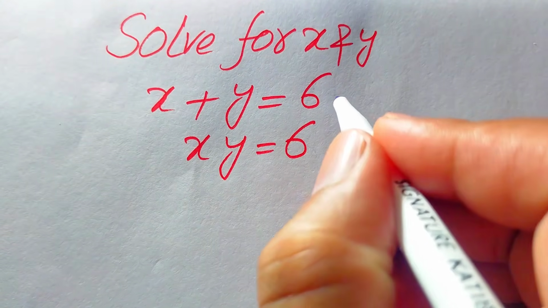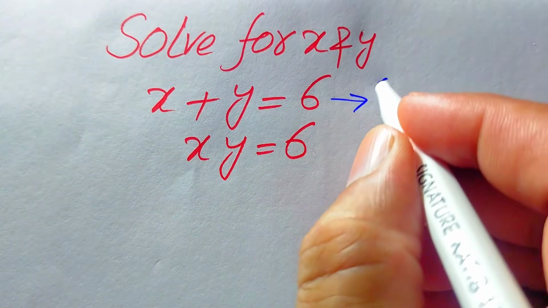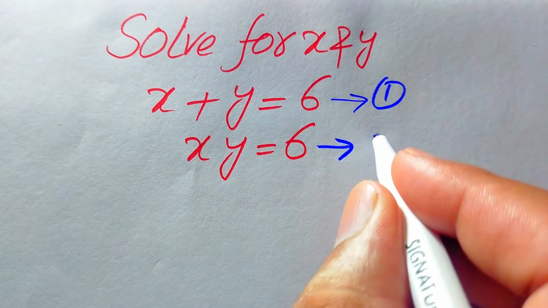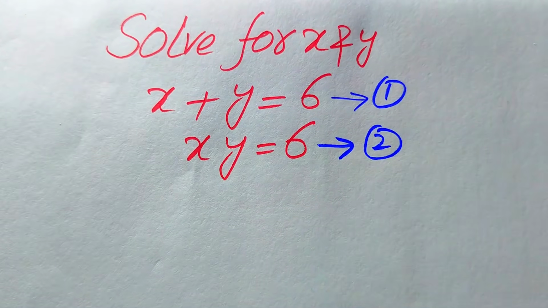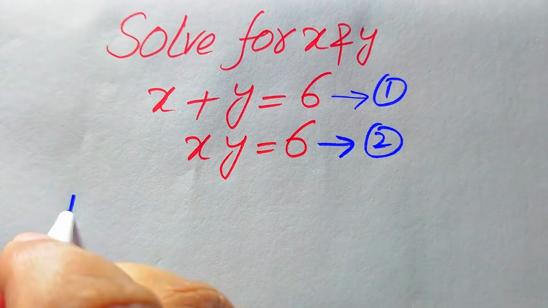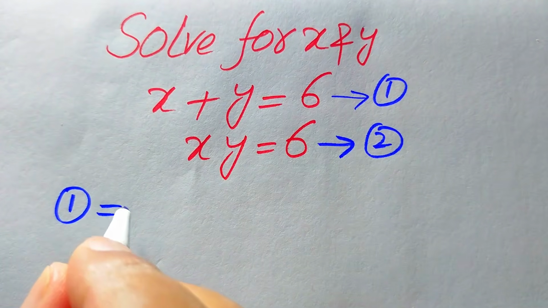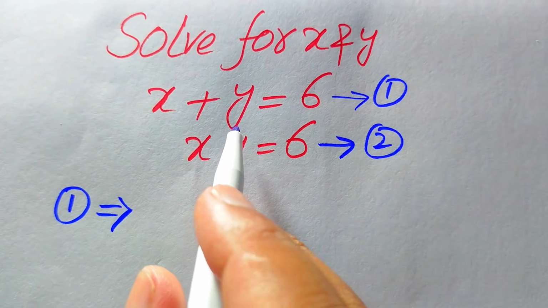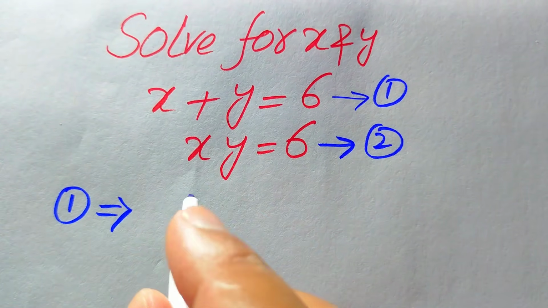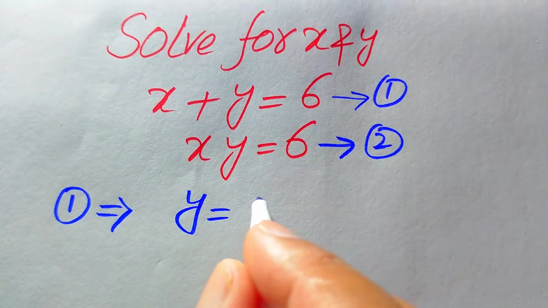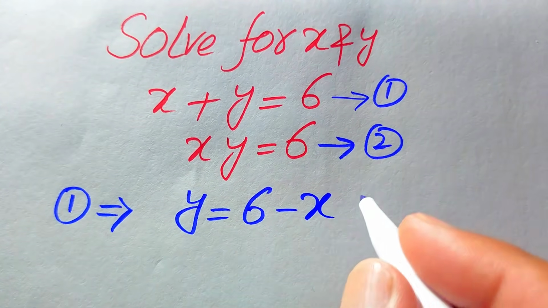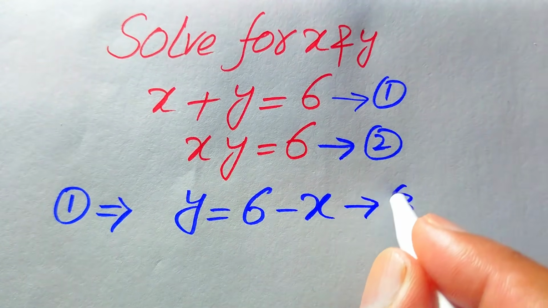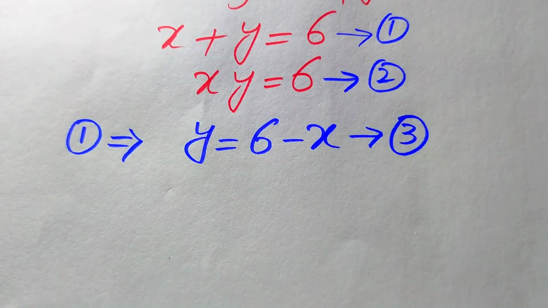So first we call this equation number 1, and we call this equation number 2. We focus on equation number 1, which implies that we move the value plus x to the right hand side and we get y equals 6 minus x, and we call this equation number 3.